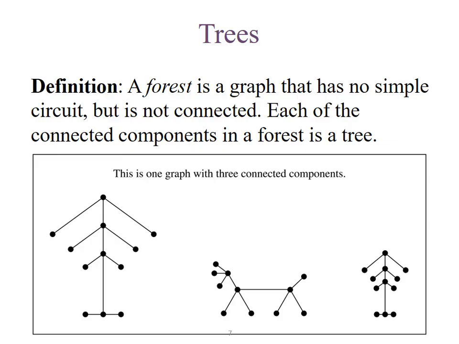From the definition of trees, we can define a forest. A forest is a graph that has no simple circuit, but it is not connected. So in this case, this is a graph, and we call it a forest because we have more than one connected component.